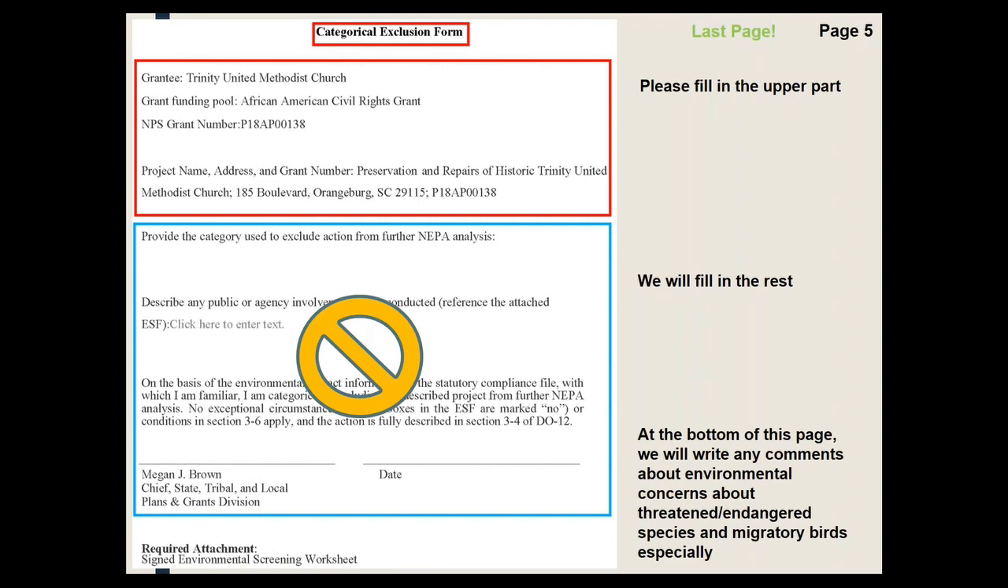We would get back to you with the document and with comments about threatened and endangered species. For example, if you're doing roof work, and your building is in the path of migratory birds, or if there are any endangered bats in your area, that is where we would tell you about it. It's at the bottom of this page.